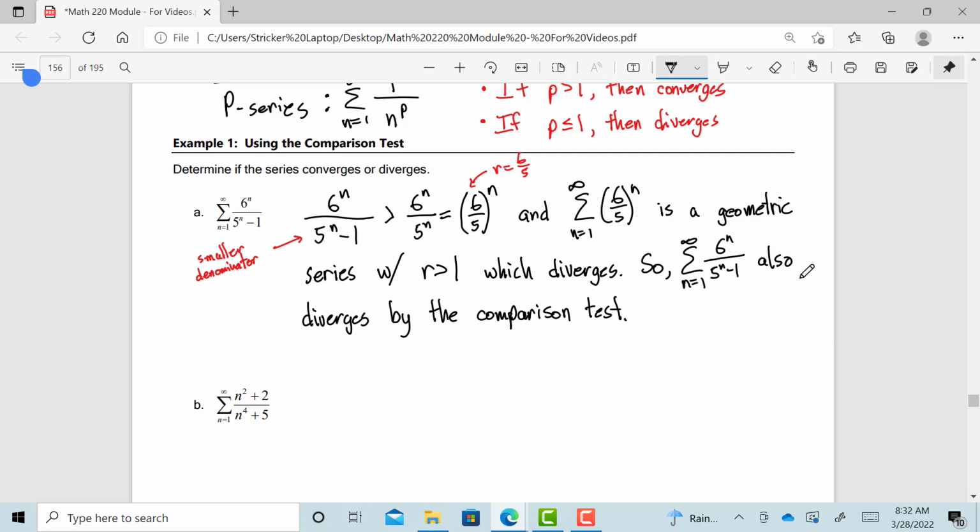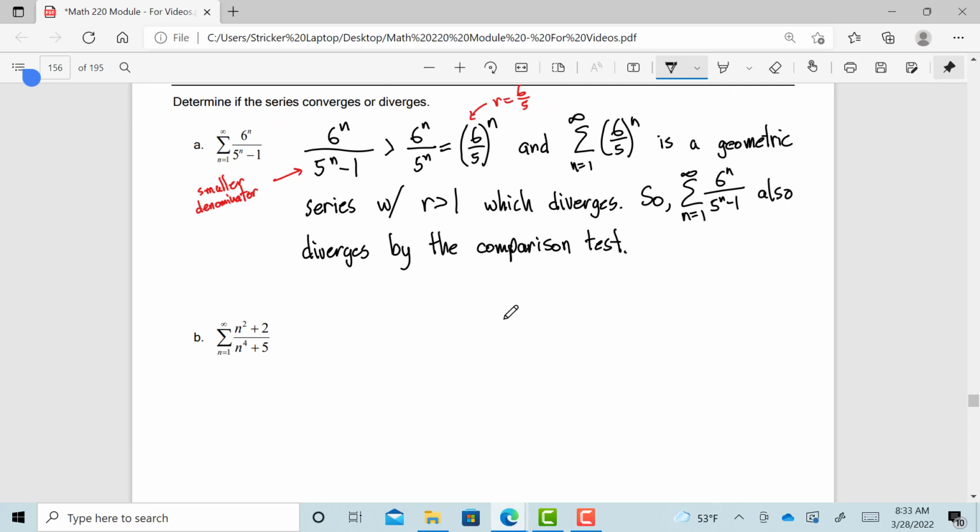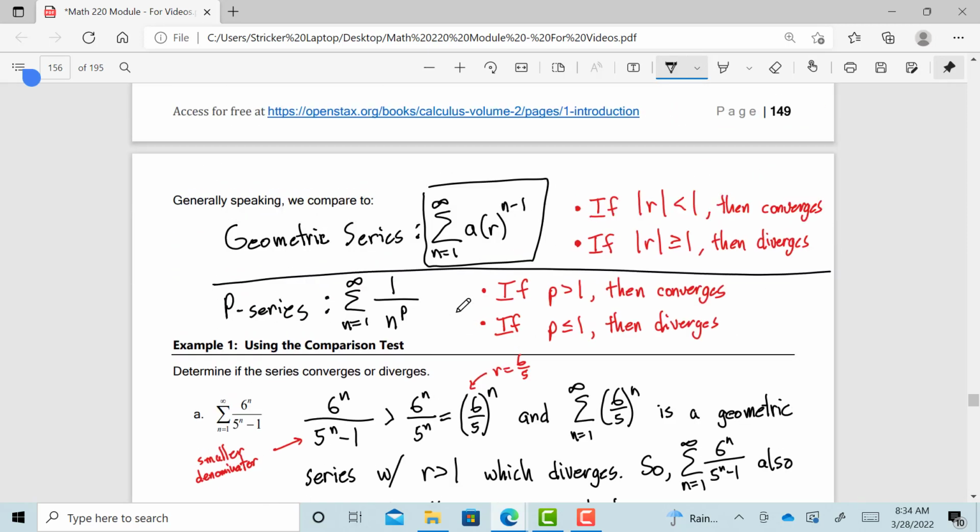So hopefully that made sense. We're going to do 2 more problems here. Let's move on to B. Okay, so in example A, it was easy to find a comparison because we could just take away the minus 1 and it gave us geometric. Now, this one's a little bit more difficult because we're adding something to the numerator and we're adding something to the denominator. And we know that if we just had n squared over n to the 4th, that would reduce to 1 over n squared, which looks like not geometric, but it looks like our p series, right?